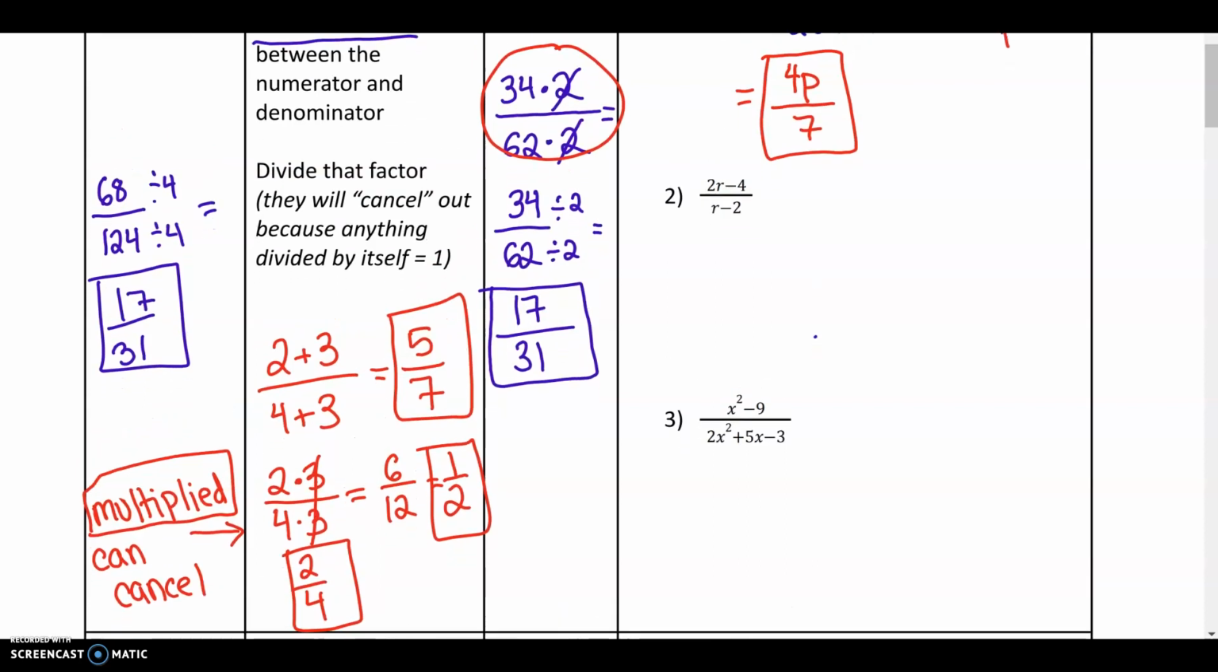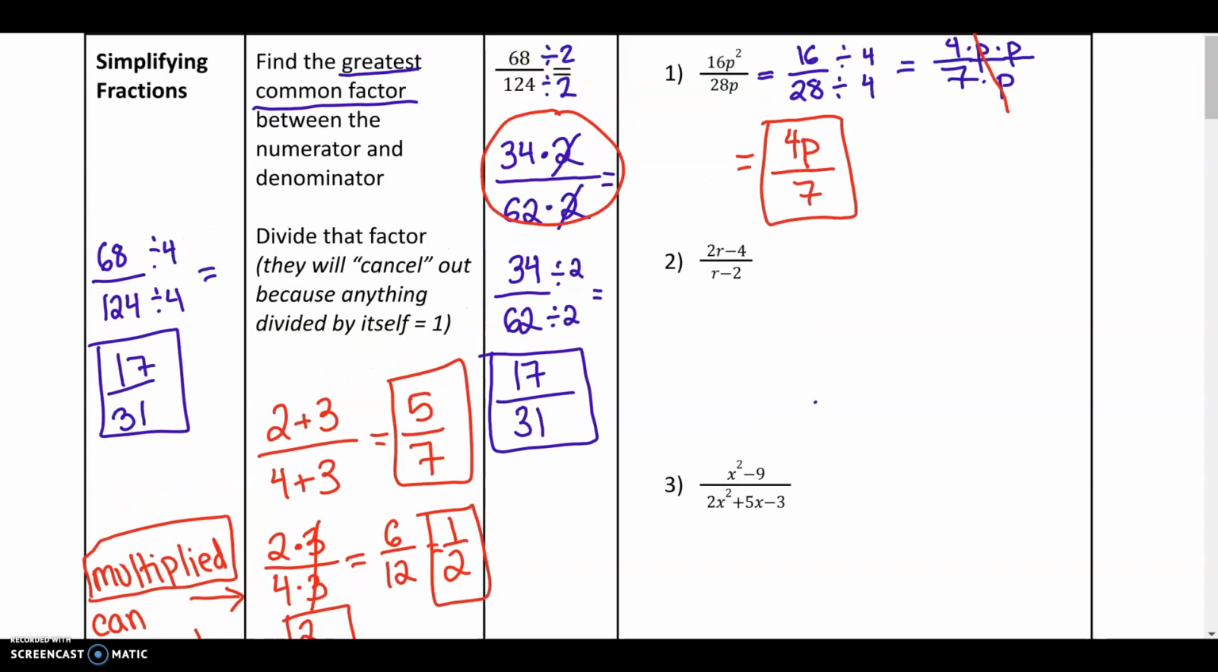So going back to number 2, you'll notice there is no product. And way back when, we learned a process to turn an expression into a product. That process is called factoring.